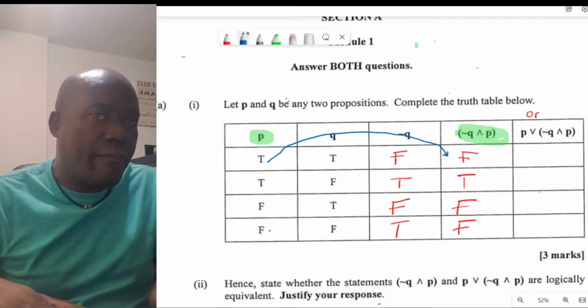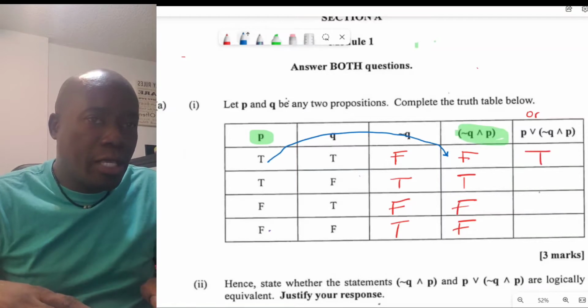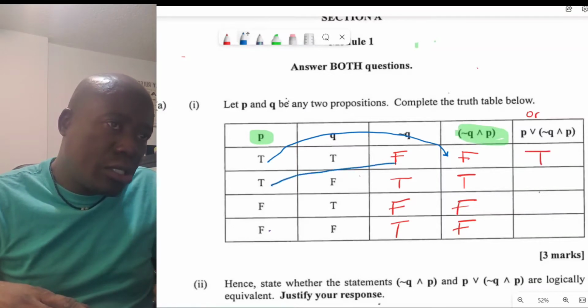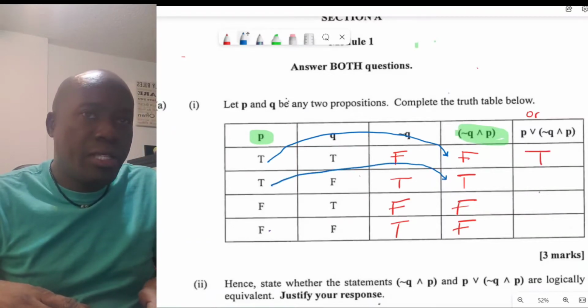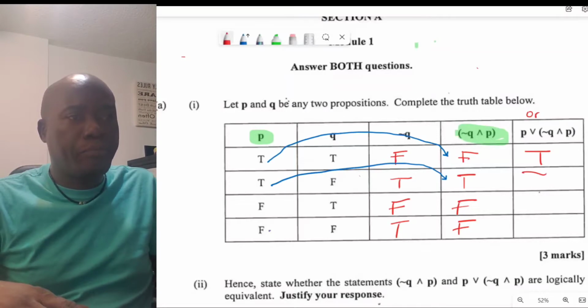So it's a T to a F. Finally will give me a T, because we only need one T and we're good. At least one T. T to T, we're still gonna get a T. Alright? T to T, we're still going to get a T right there.